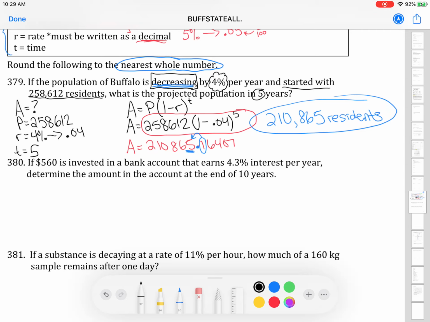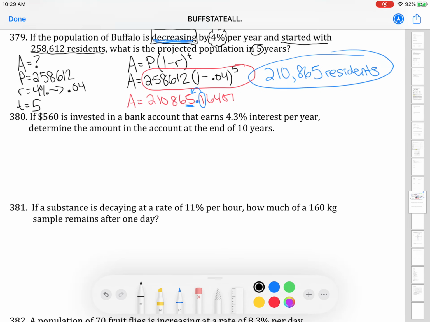All right, let's do that same process all over again with the next one. If $560 is invested in a bank account that earns 4.3% interest per year, determine the amount in that account at the end of 10 years. So this one is earning money. If you're earning money, it's increasing, so your formula is going to be slightly different in that instead of a minus, you're going to use a plus. Simply from the word earns, I knew I had to use plus.